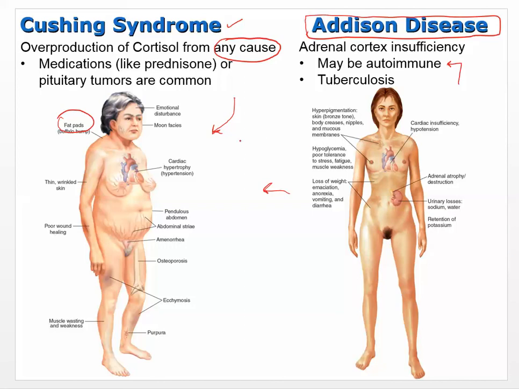I keep talking about cortisol, and I'll just say this because that's generally what we think of, but it can also affect aldosterone. Okay, so that's why we see retention of potassium and losses of sodium and water. Okay, so that's it. The next part will cover diabetes.